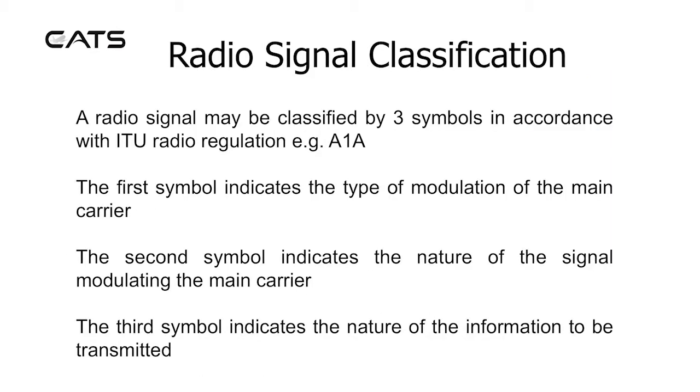Radio signal classification. A radio signal may be classified by three symbols in accordance with International Telecommunication Union radio regulations, for example A1A. The first symbol indicates the type of modulation of the main carrier. The second symbol indicates the nature of the signal modulating the main carrier. And the third symbol indicates the nature of the information to be transmitted.